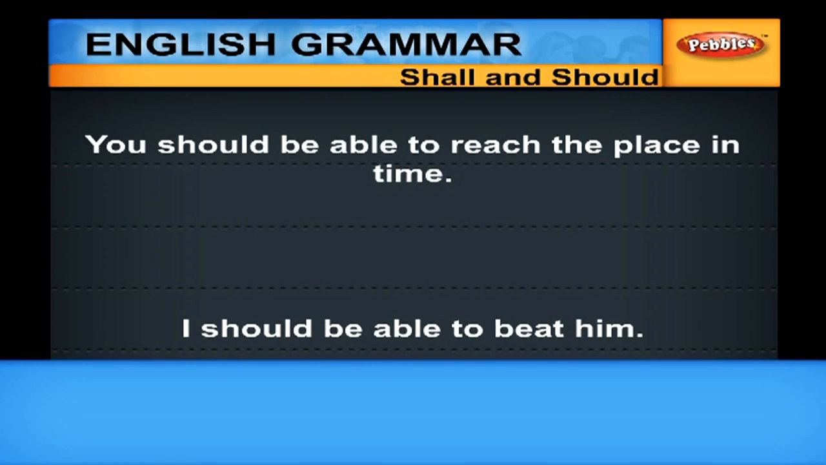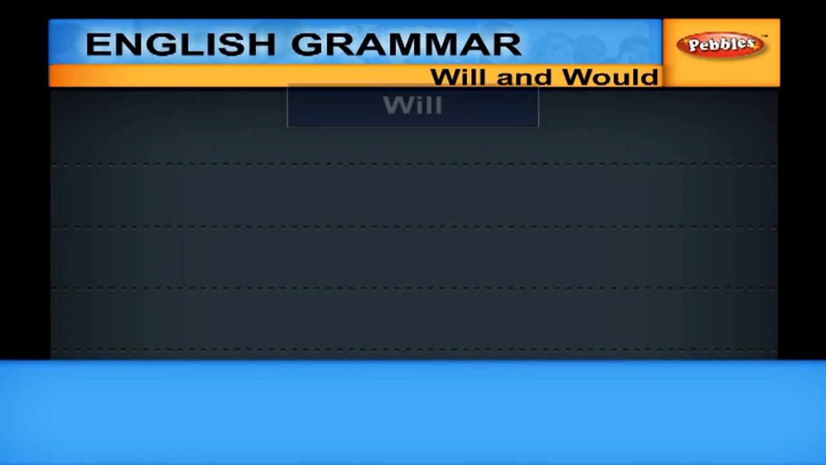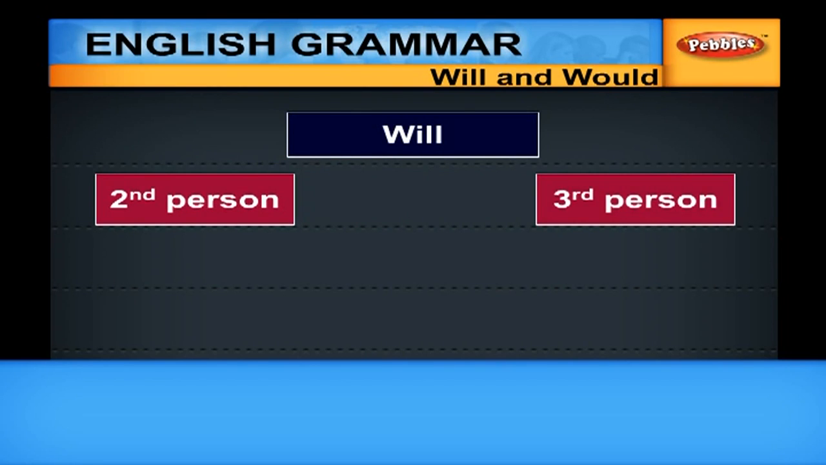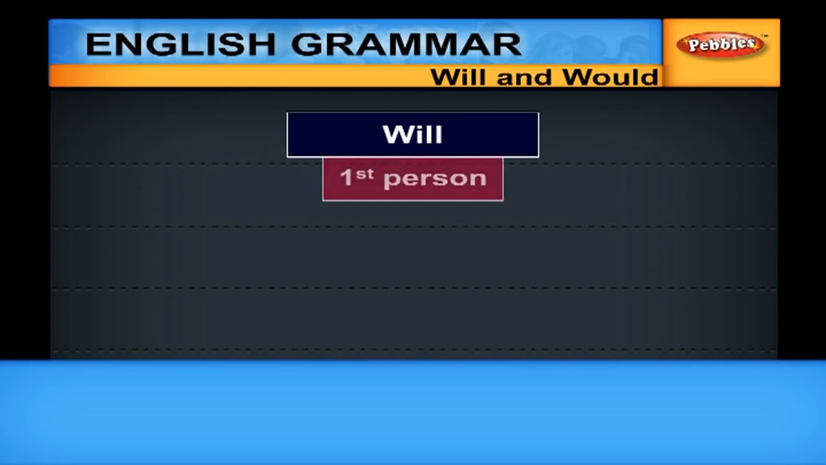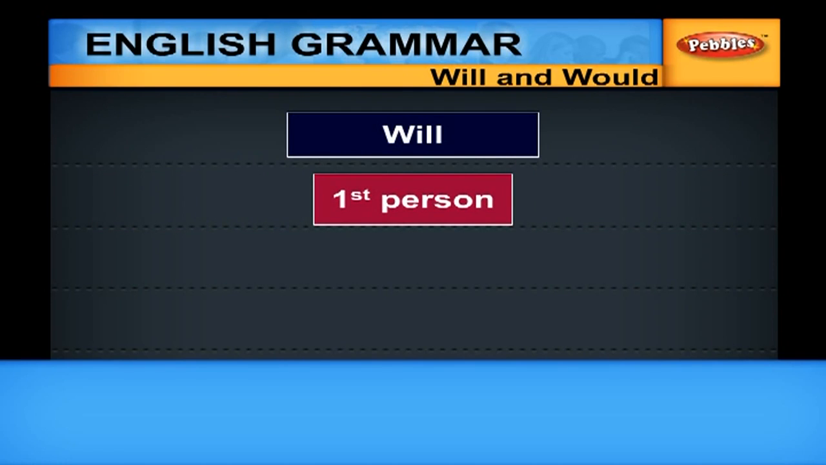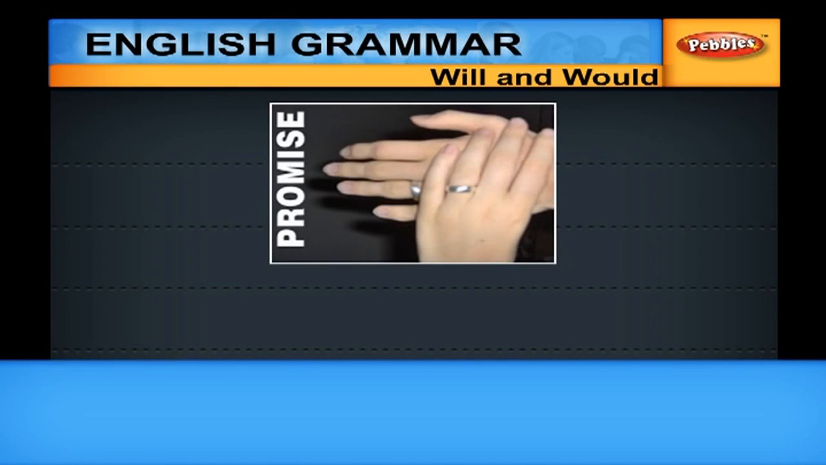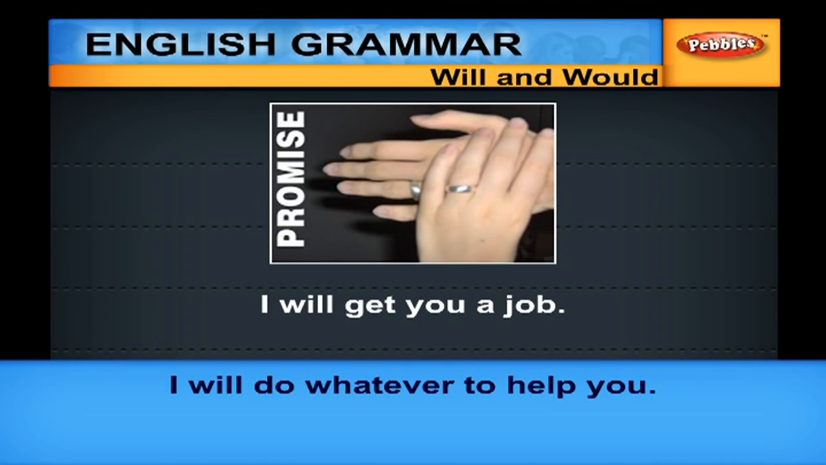Will. We use will to express a future action. We use it along with second person and third person. When it is used with the first person, it expresses a determination. We will do it. I will not give up. It can also state a promise. I will get you a job. I will do whatever to help you.